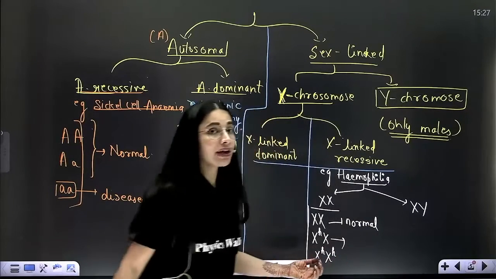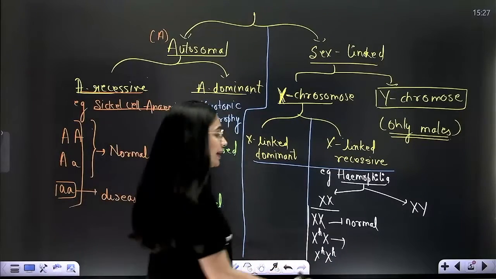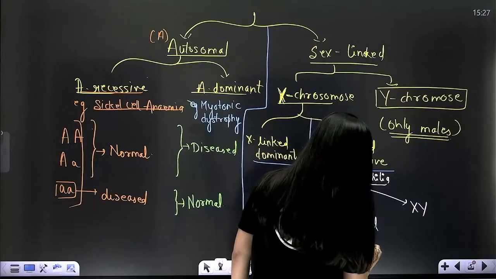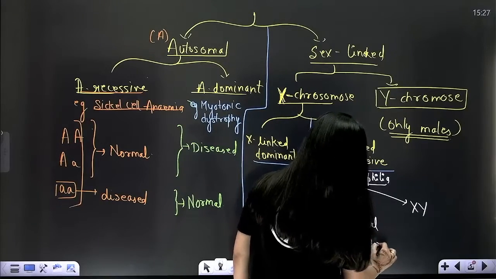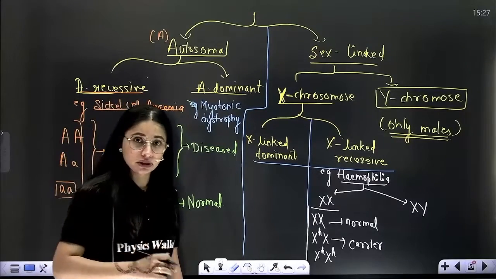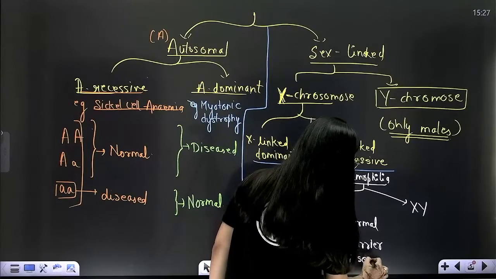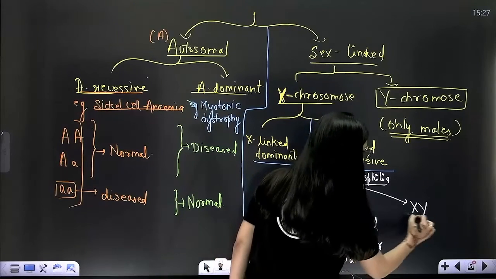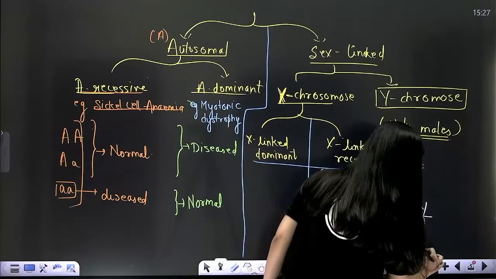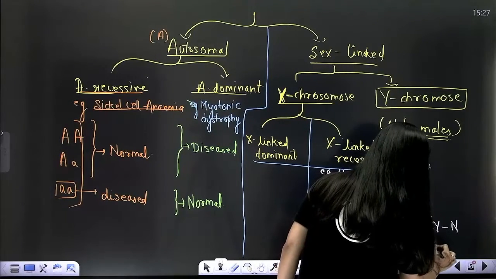Now, if one of the X chromosomes is having the allele of the disease gene, then such females are considered carriers. They themselves are normal but can carry the disease to the next generation. However, the third genotype means diseased female. In males, beta, there are only two genotypes possible, either normal male or diseased male.